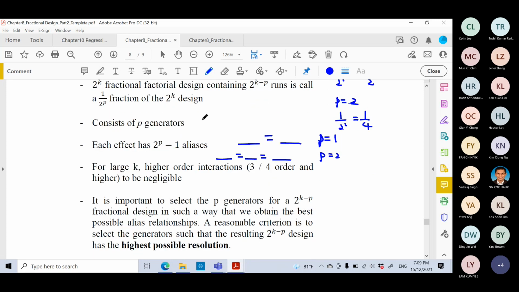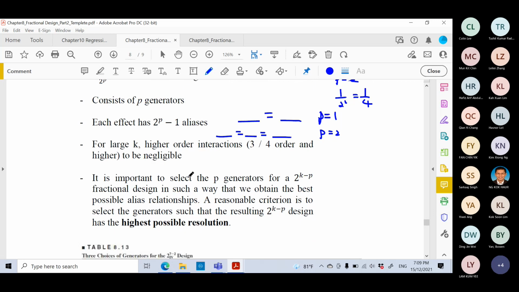The following one is also another criterion. It is important to select the P generators for a 2^(k-p) fractional design in such a way that we obtain the best possible alias relationship. This is what they call the best relationship. It means that we don't want the main effect to be aliased with a two-factor interaction. A main effect aliased with a three-factor interaction is possible, but two-factor interaction we try to avoid.